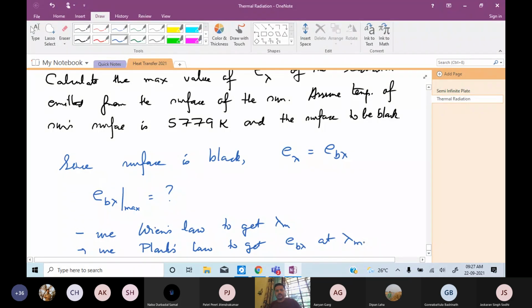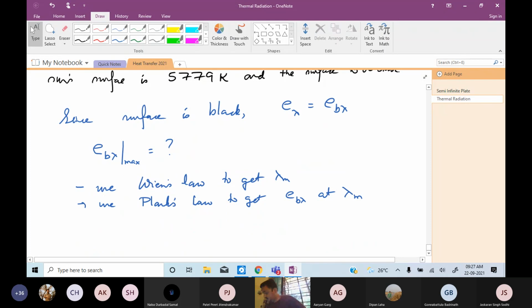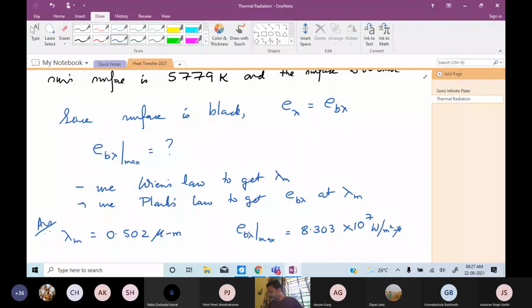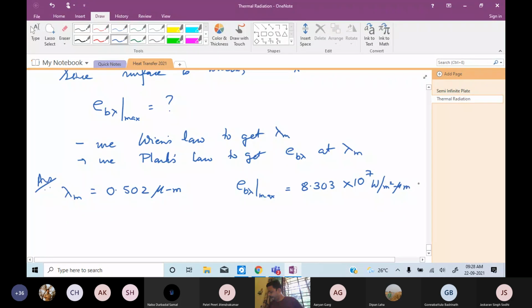Okay. The answers as per my calculations will be: lambda m will be 0.502 microns and E_b lambda max is 8.303 into 10 to the power 7 watts per meter squared microns. Okay.